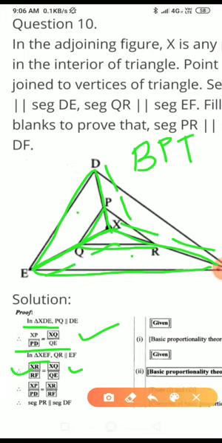Now see, in equations 1 and 2, the right side of both equations is the same, XQ upon QE. So if the right side of both equations is equal, then we can write that the left side is also equal. So from equations 1 and 2 we get XP upon PD is equal to XR upon RF.